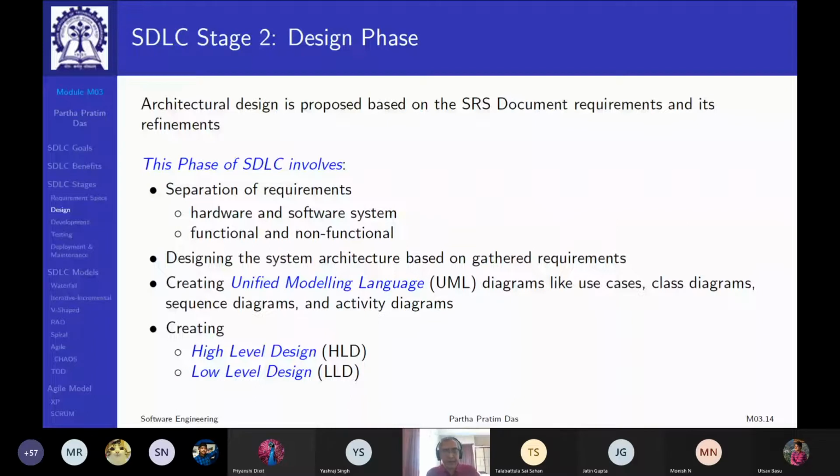So the system architecture. Now, this basically means that from an SRS document, which is pretty much an English description, that is a natural language description (English is not the right word because it could be in any other language), you have to slowly come to a model which does not have the problems of the natural language.